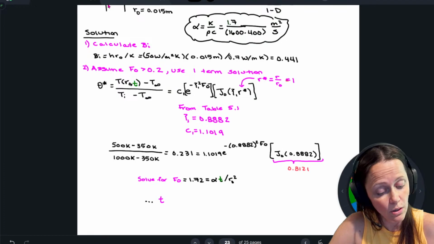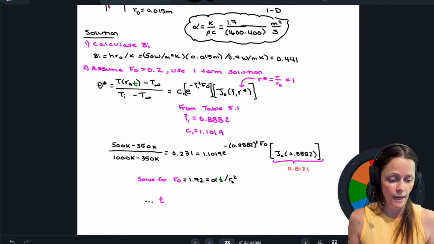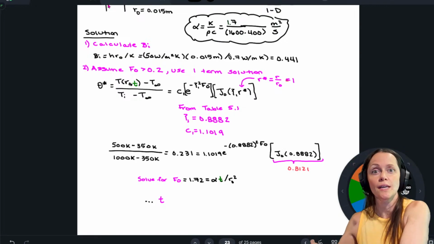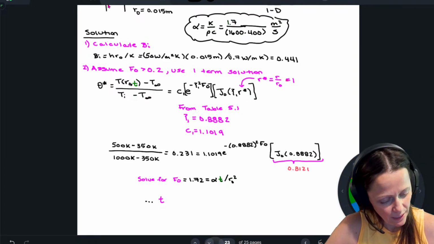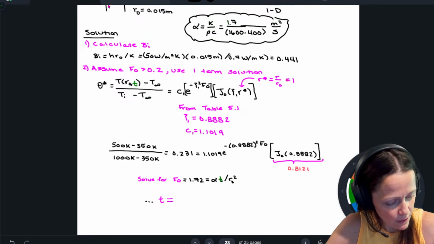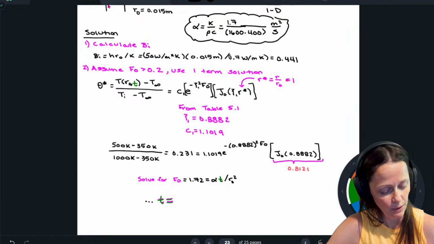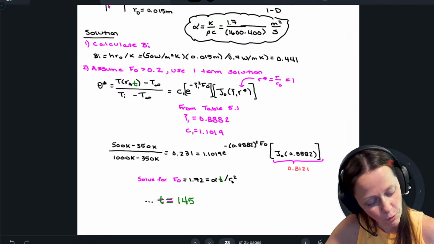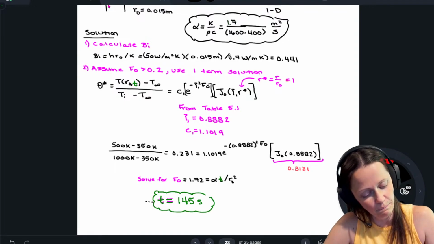Oh, is J naught times zeta equal to the 0.8121, or is that just the J naught value? So the J naught is a function, and that's table B4, gotcha. Yeah, so you can look up, like, I put this thing in and it spits this thing out. So I end up getting, for the time, 145 seconds. Perfect. Awesome.